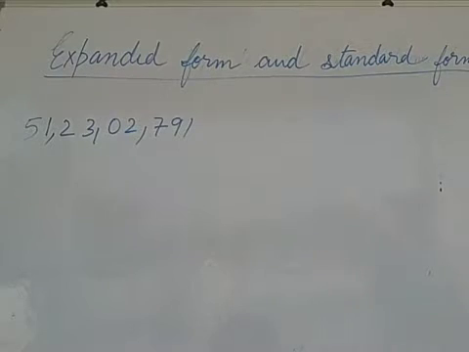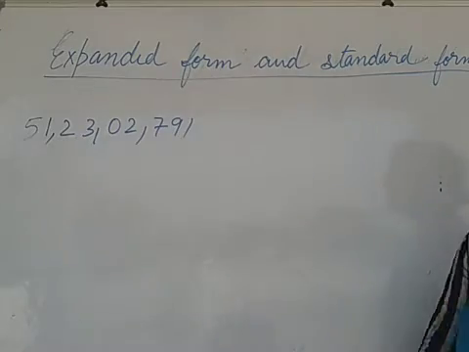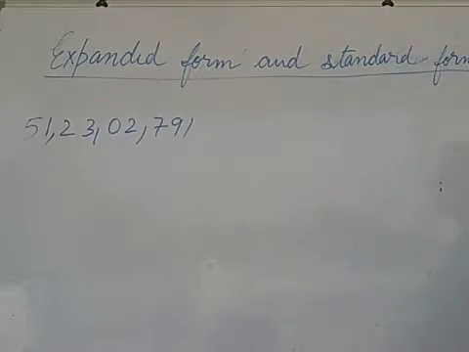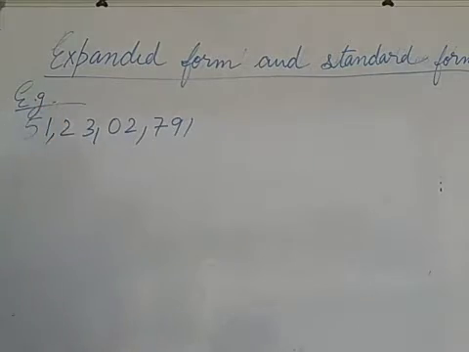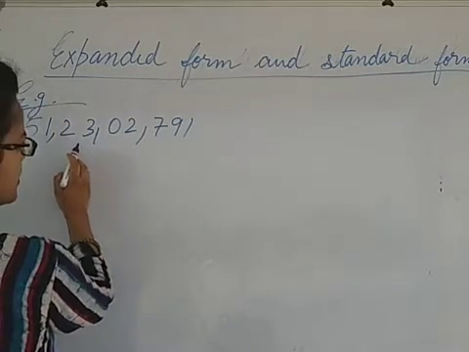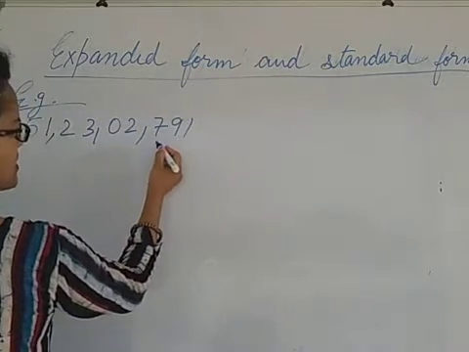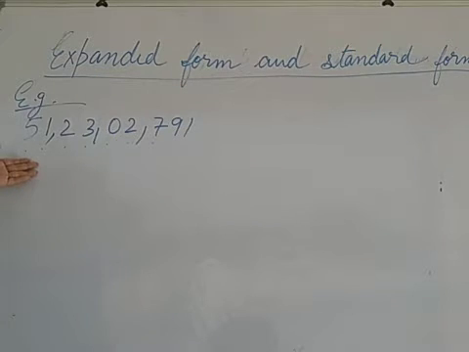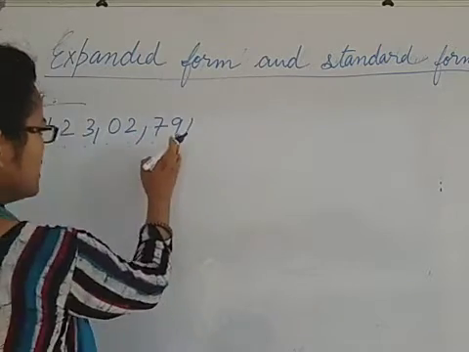Now the next topic is the expanded form and standard form of numbers. We'll explain these two forms by taking one example of a number. I have written one number: 51230271. If we read it out, this is ones, tens, 100, 1000, 10,000, lakh, 10 lakh, crore, 10 crore, meaning 51 crore 23 lakhs 2791.